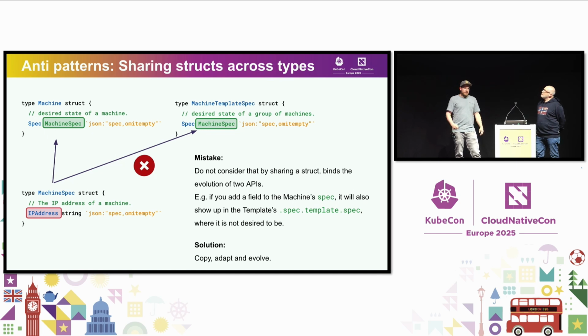What's wrong here is we did not consider that adding an IP address to the machine spec struct could also leak into the machine template. And from the machine template side, it just doesn't make sense, because every machine at the end should have a different IP and not the same. So what we should have done here instead is the same: copy, adapt, and evolve in a separate struct type.